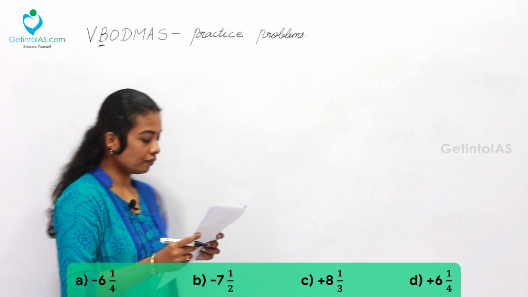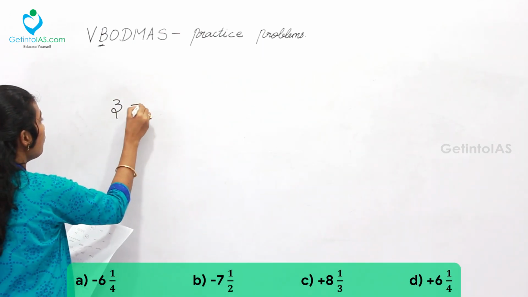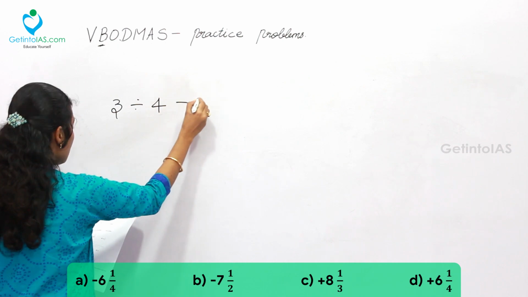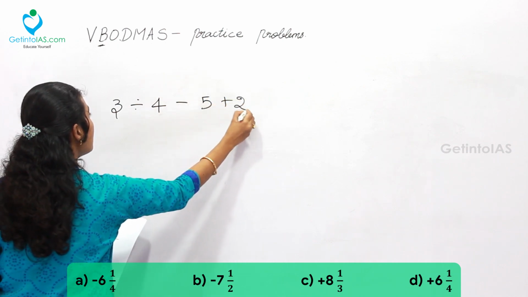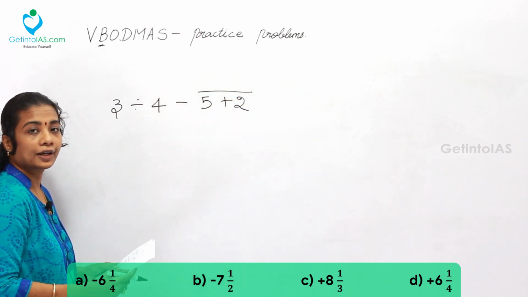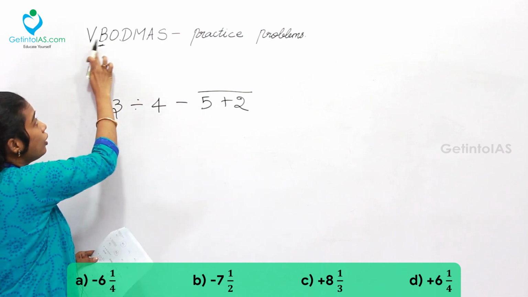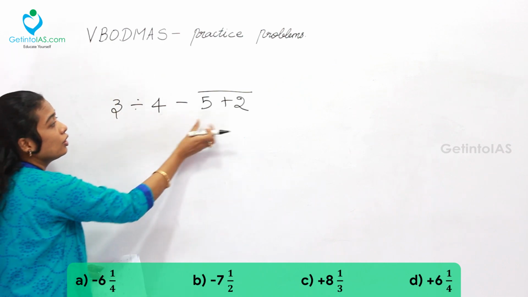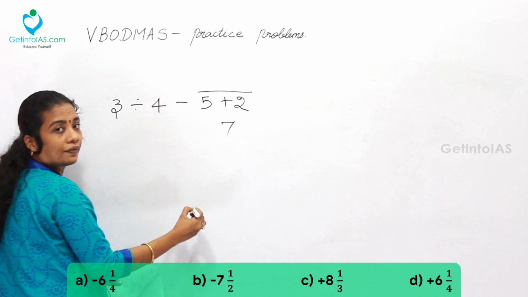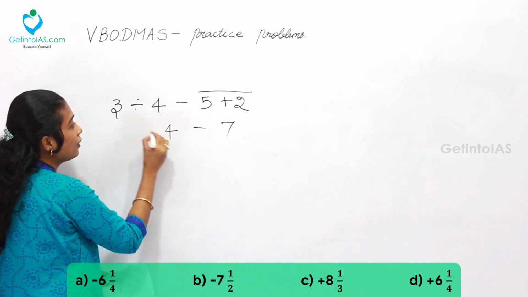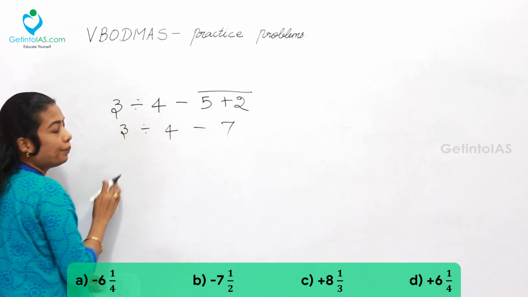The next question: 3 divided by 4 minus 5 plus 2 under the bar bracket. What is the final answer? First of all, you will have to solve the vinculum, right? So 5 plus 2, which is 7. After that, you can make other operations.